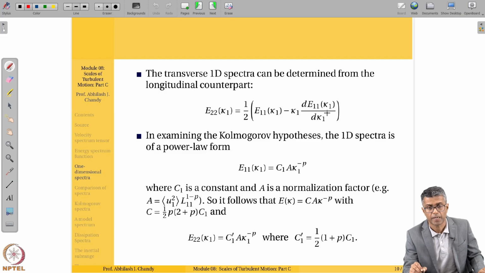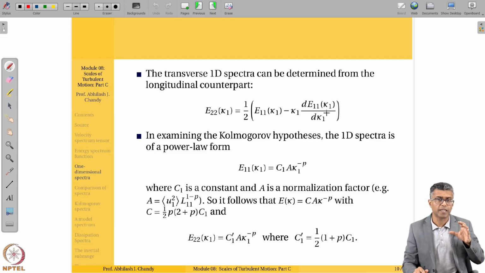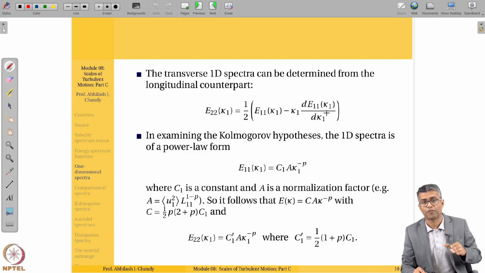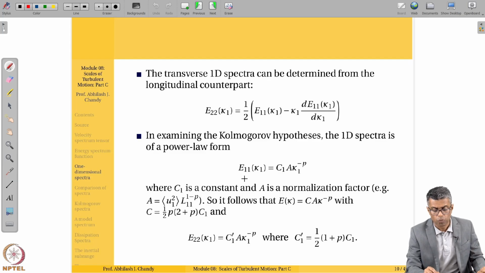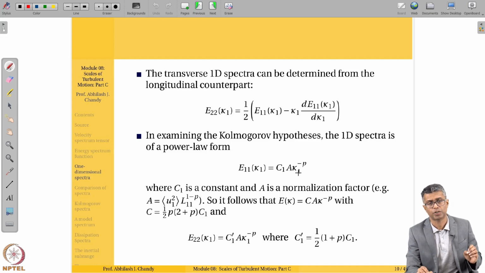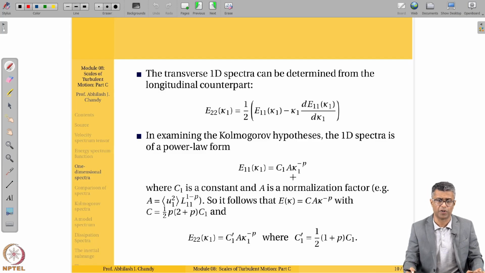Now, if you think about Kolmogorov's hypothesis, we know that the 1D spectra would be of the power law form. In that sense, E11 of kappa 1 can be written as C1, some constant, multiplied by A, multiplied by kappa 1 to the minus P. A is some kind of normalization factor. For example, it can be U1 squared L11 to the power of minus 1 minus P. We will actually see what A is. Depending on which regime you are considering in the scale range, A would be different. But we'll come to that later.